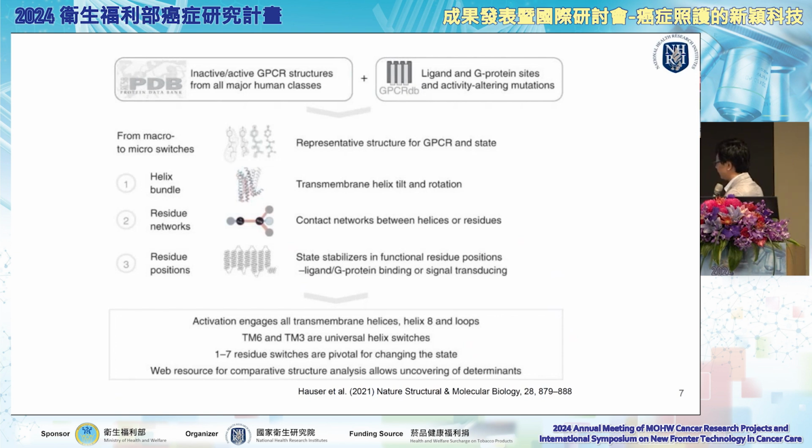So we checked the properties of GPCRs, and luckily we found that they share some structural features, for example the activation engaged in the transmembrane helices, and transmembrane 6 and transmembrane 3 are universal helix switches. Based on those observations, we had the idea that some information can be shared between the binding patterns of GPCRs and their ligand interactions.